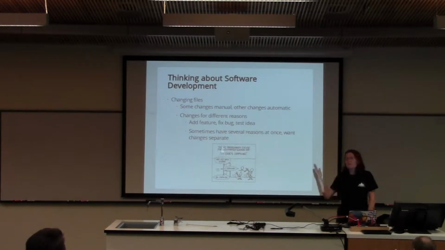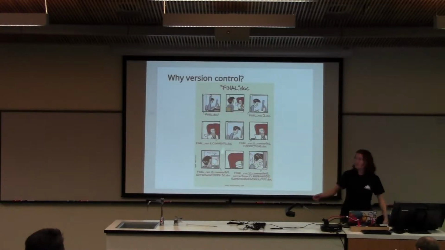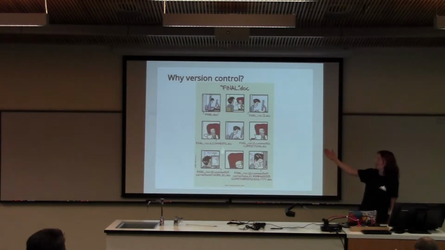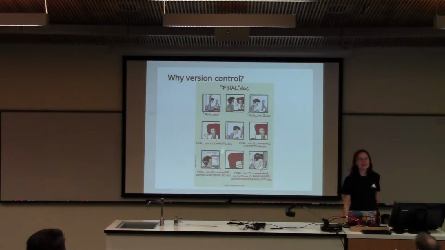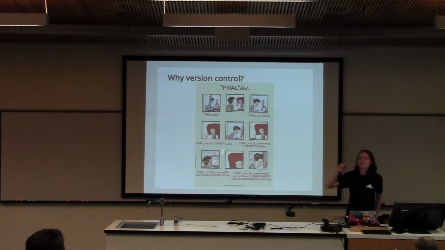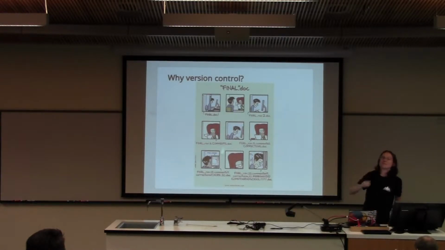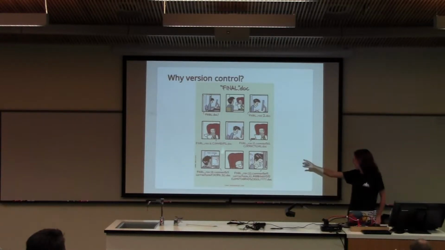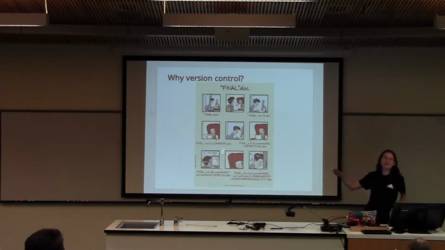So when we view software development as just a whole bunch of changes to a set of files, why do we need version control? Because this from PhD Comics is basically what happens when you just have a single file and you need to track the changes. If you can't, I see some people squinting in the back. He's a PhD student, final.doc, takes it to his advisor, gets some feedback. Final revision 2, and he ends up with this ridiculous file name, trying to track all of the different changes that he's made in that particular version.